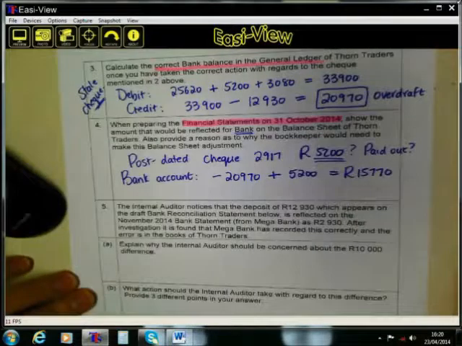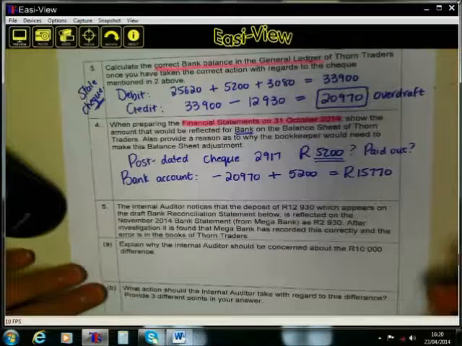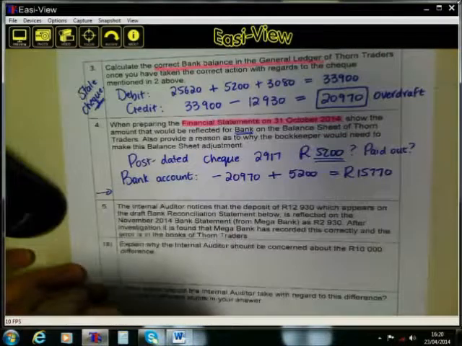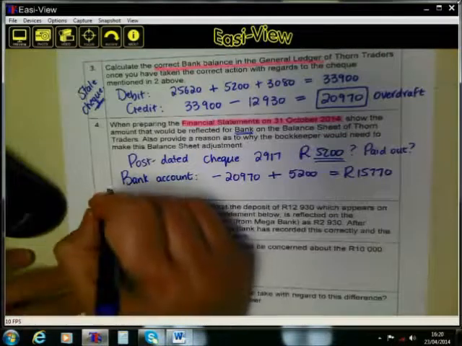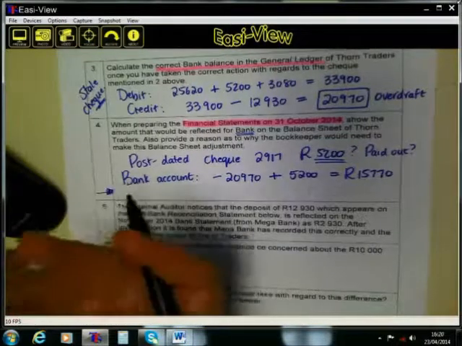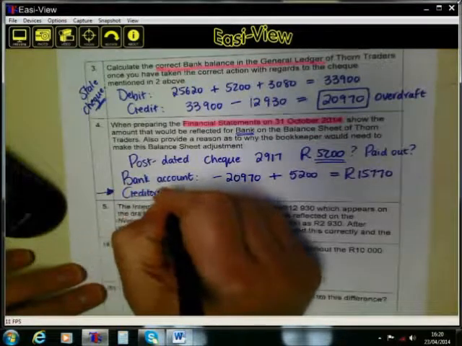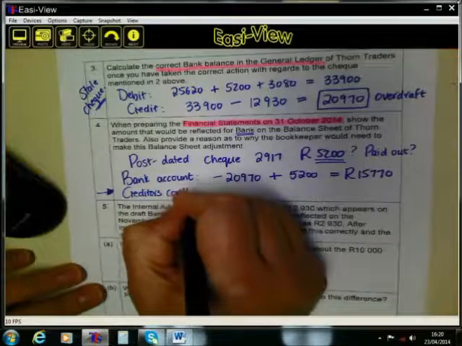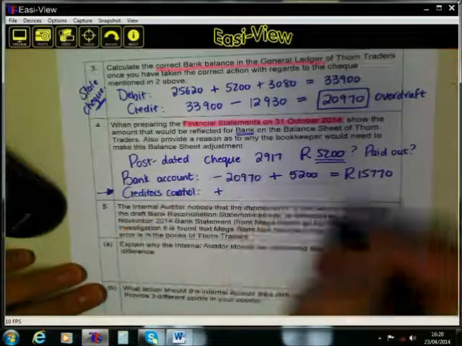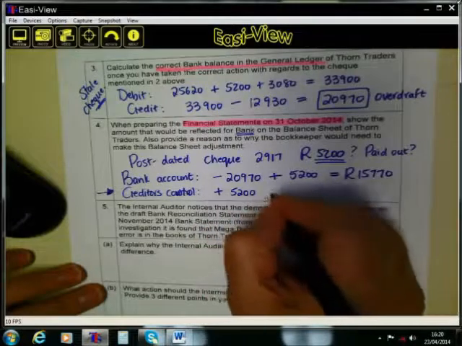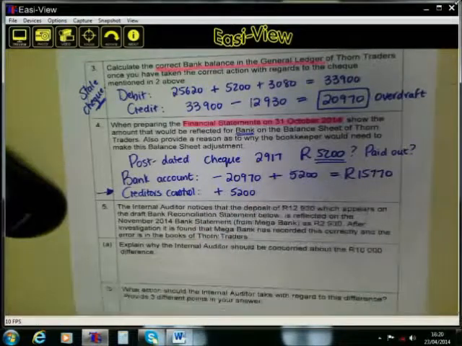And also on the other hand, you must show, okay, they're not going to tell you. If they don't tell you what that check was for, and I'm sure that they're not going to tell you, you say, okay, for creditors control. We also must add back 5,200 Rand because we didn't pay that amount yet.